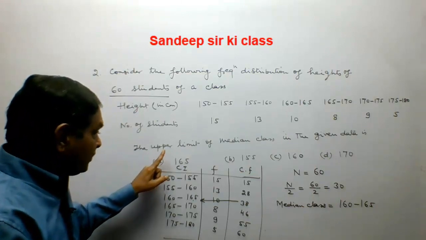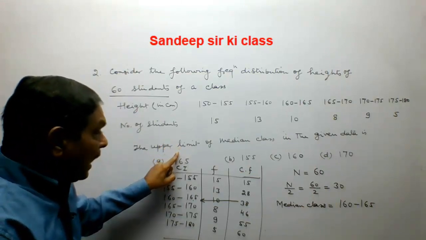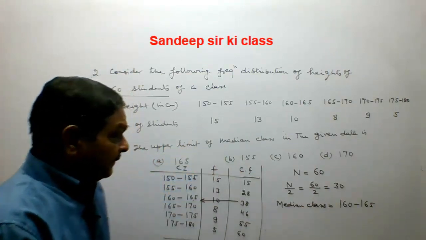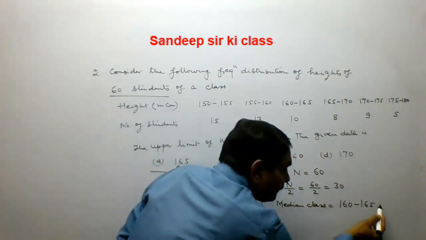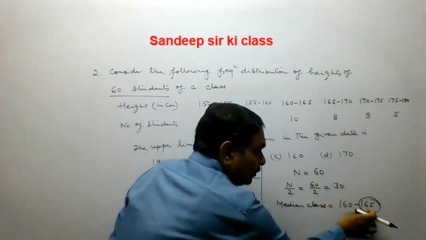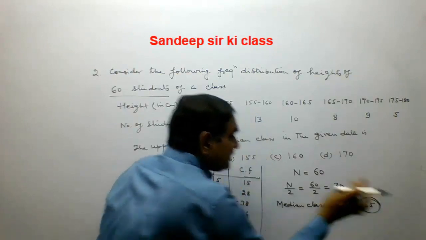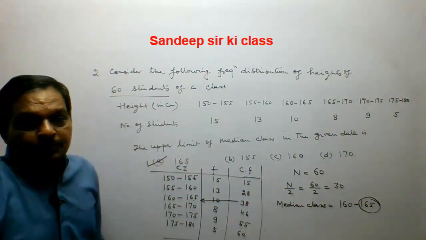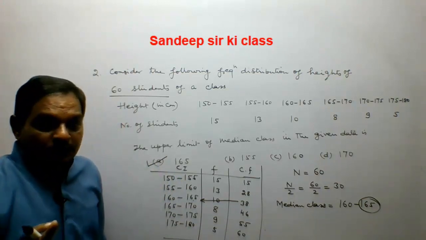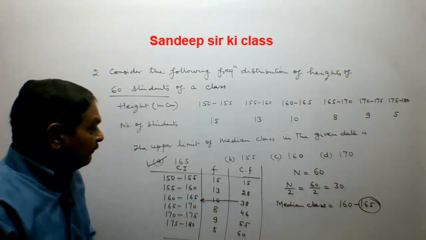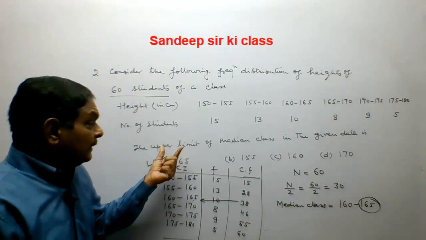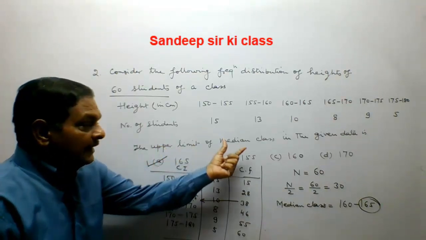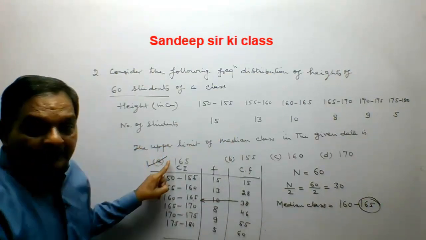Now the question asks the upper limit of the median class. Upper limit is 165. Of this class interval, the upper limit is 165. So here option A is the correct option. We have to read the question paper carefully. We have been required to opt the upper limit of the median class of the data, which is 165.